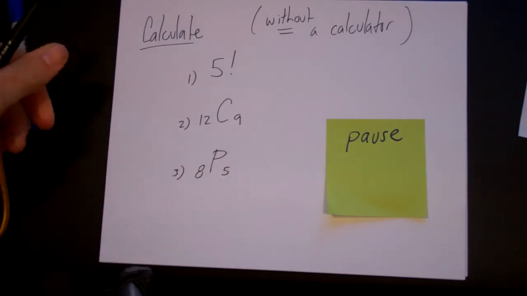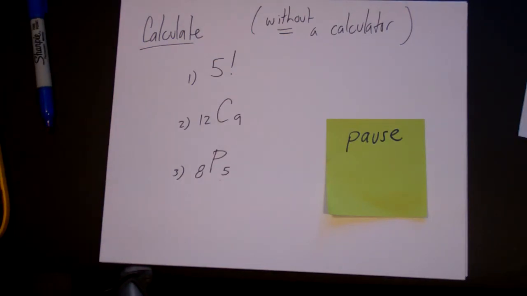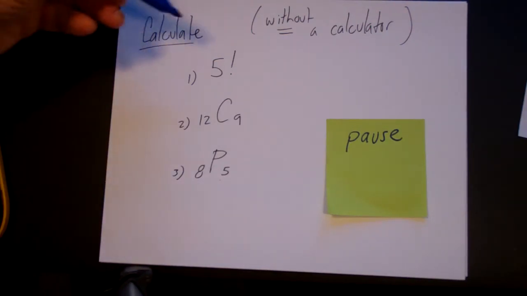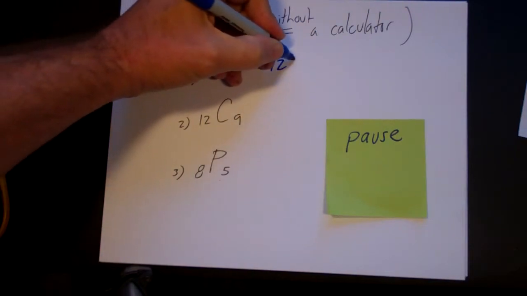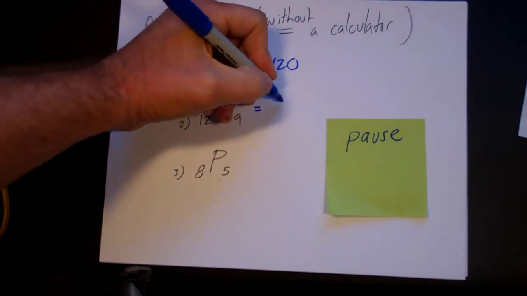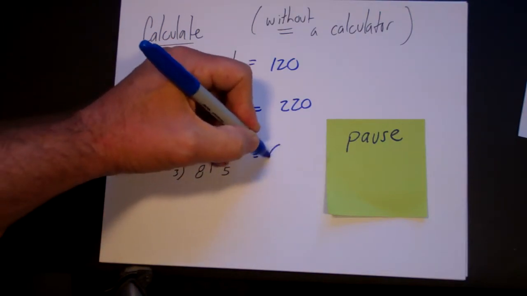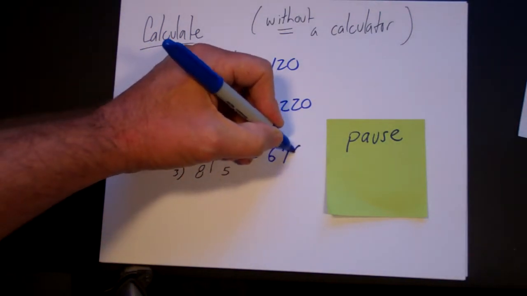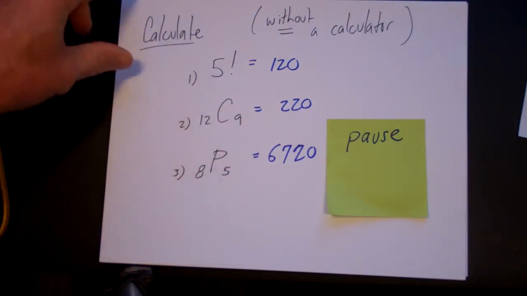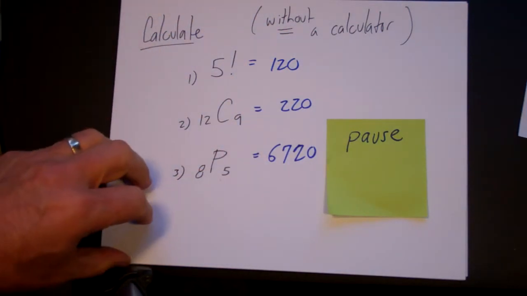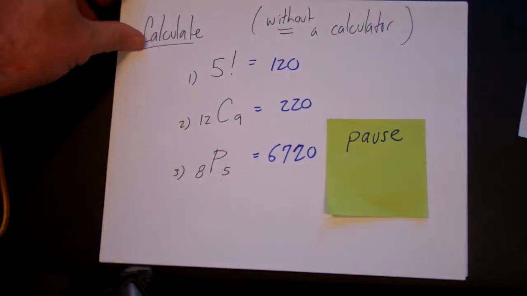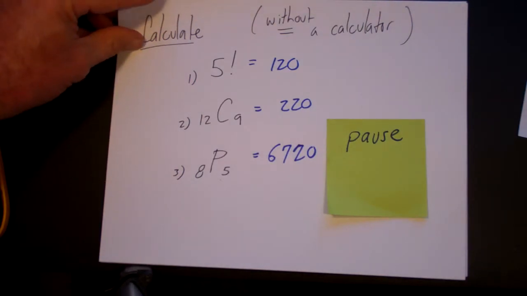Still pausing. Okay, now let's go ahead and write down the answers and see if you got the right answers. So 5 factorial is 120. 12 choose 9 is 220. And 8P5 is going to be 6720. And maybe that was a little bit too hard to do without a calculator. If you got these numbers right, then let's go ahead and move on. If not, let's look at each one of these in turn.